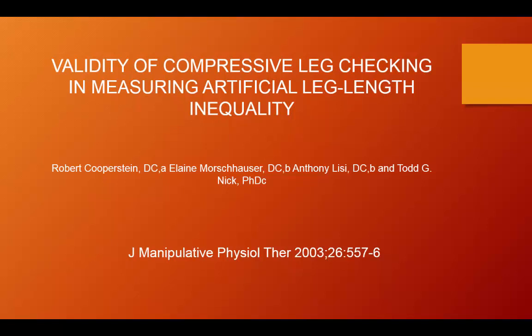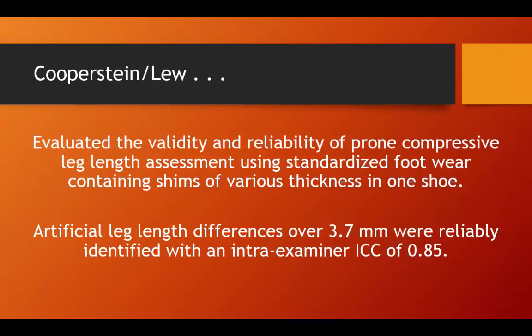Now to a publication on what turns out to be reliability, entitled Validity of Compressive Leg Checking in Measuring Artificial Leg Length Inequality, published in JMPT in 2003. This study evaluated the validity and reliability of prone compressive leg length assessment using standardized footwear containing shims of various thickness in one shoe. Artificial leg length differences over 3.7 millimeters were reliably identified, with an intra-examiner interclass correlation coefficient of 0.85, which is quite high.